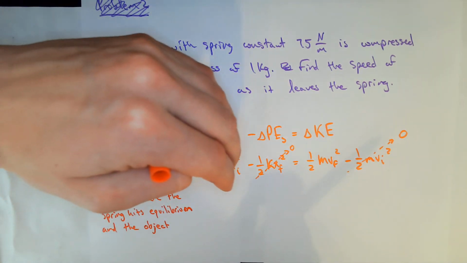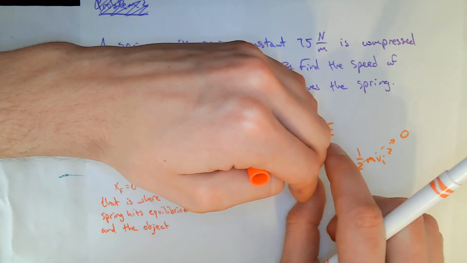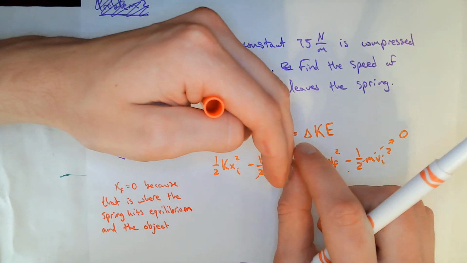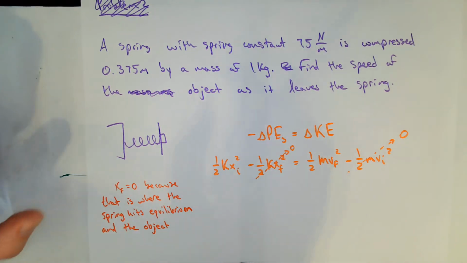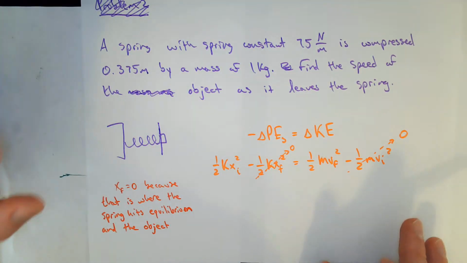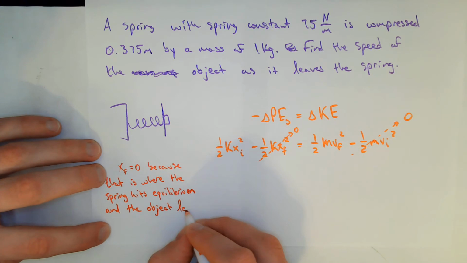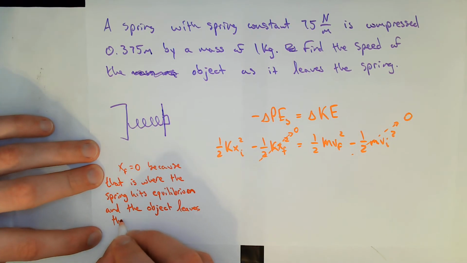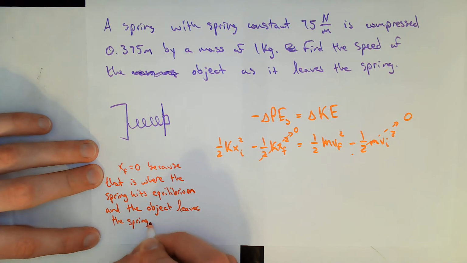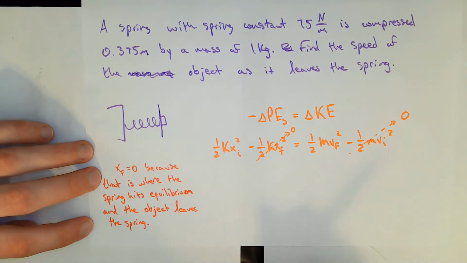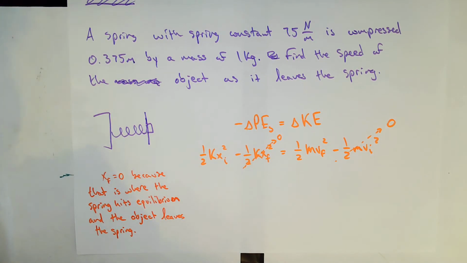And then right as it reaches that equilibrium point, the spring stops giving the object energy, and for that instant, all of the energy is kinetic energy. And that magic moment happens at X final, that equilibrium point for the spring.